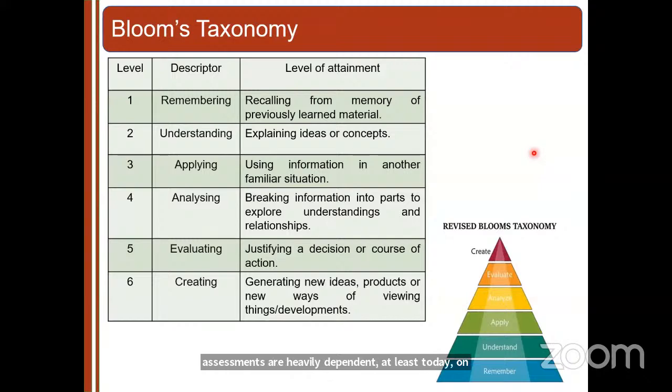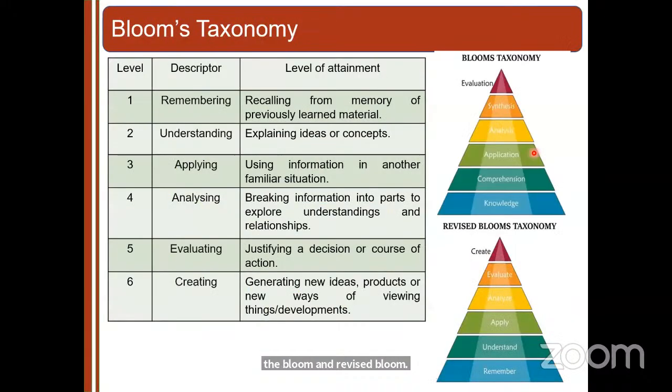I think most of the faculty are aware of this. Bloom's taxonomy initially had 6 different knowledge levels, starting from knowledge, comprehension, application, analysis, synthesis, and evaluation. So this is an upward pyramid. Your knowledge level keeps on narrowing down as you reach the top of the pyramid.